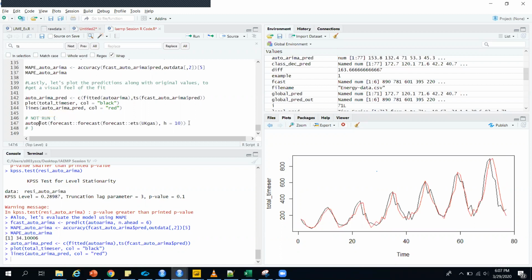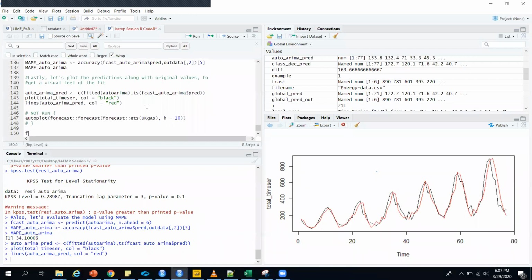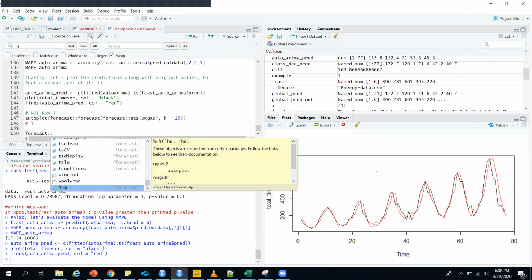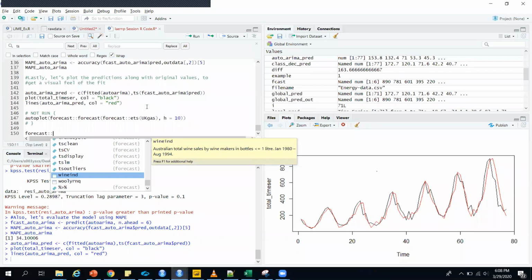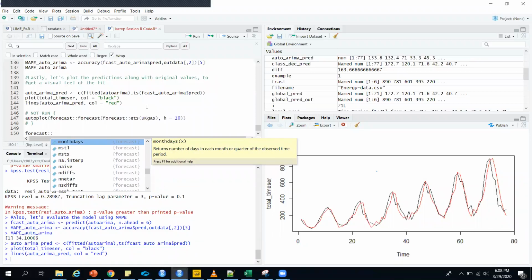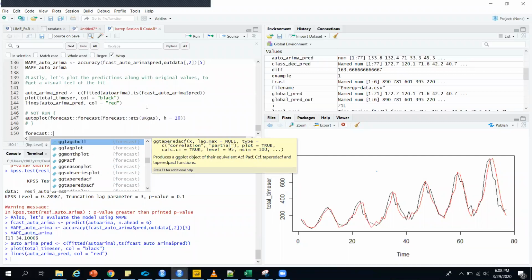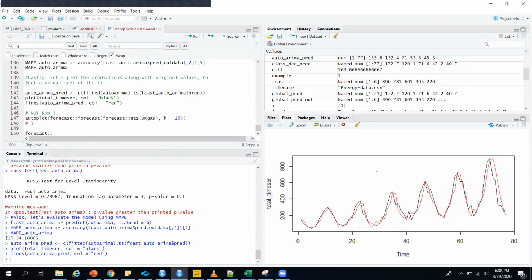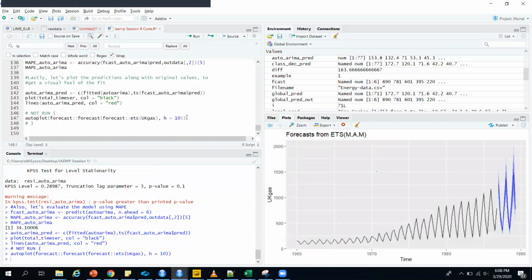So here, instead of using the earlier data, I'm using data which is normally available with the forecast library. It has a lot of data: wine production data, some wool production data, and some other data sets also. One of them is gas data, UK gas data, which I'm going to use now as the next example, and I'm going to show you how the forecast will look.